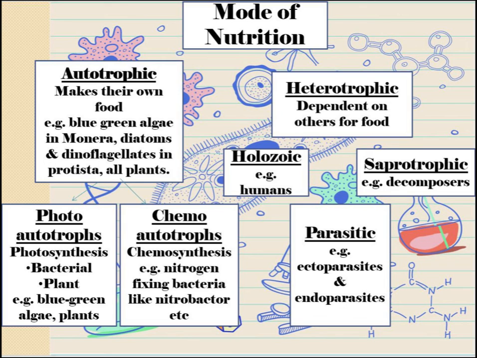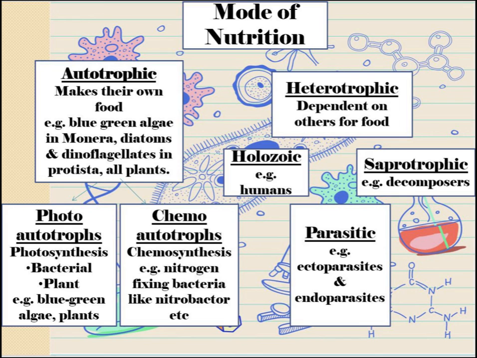Now regarding the autotroph, there are two types of autotroph, that is photoautotroph and chemoautotroph. What are the photoautotrophs? Actually, what do they do? They do the photosynthesis. Okay, the bacteria, then plants, that is blue-green algae and plants. Those can do the photosynthesis.